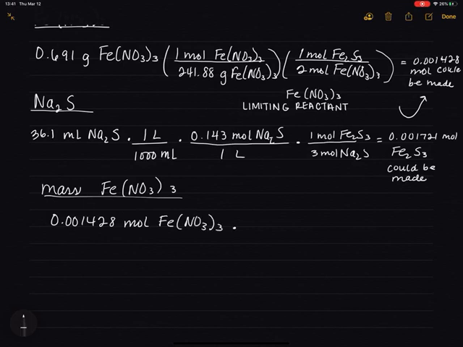Moles have to cancel, grams have to show up. There's my grams per mole again. So I'll need my molar mass.